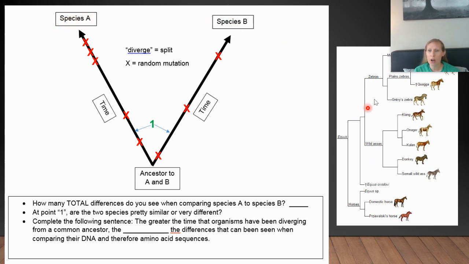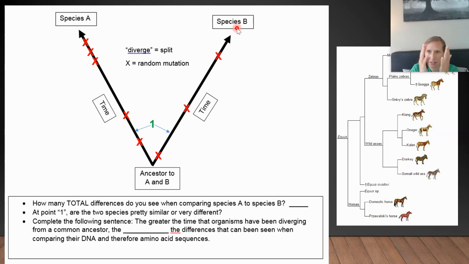For example, over here we've got zebras, and I don't even know what some of these things are. We've got donkeys, we've got horses. This is again a family tree that shows how they're all connected to each other. So Equus would be their common ancestor. Jump over here, the ancestor to species A and species B. Think of it like a horse and a zebra.